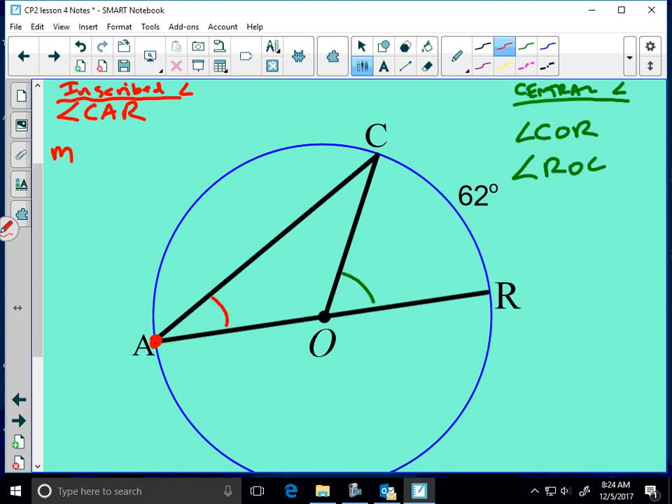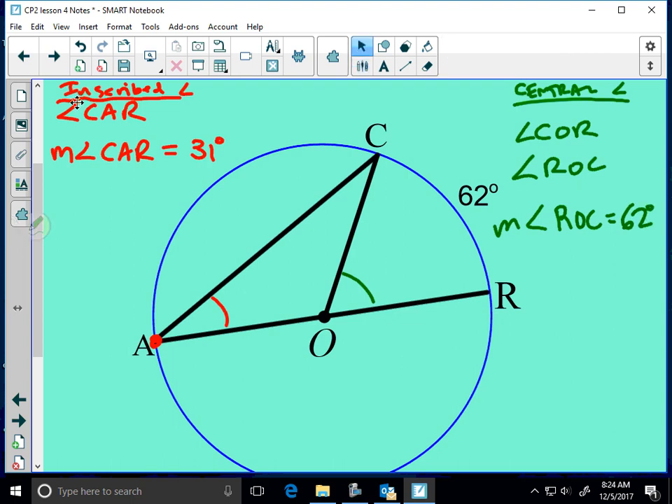What would the measure of angle CAR be? Yeah, it would equal 31 degrees. It'd be half of the intercepted arc, right? And since they both intercept the same arc, they're both related to that same arc measure. So what would the measure of angle ROC equal? 62. Okay, cool. So if two angles intercept the same arc, they have a relationship, but they're going to be different because one would be an inscribed angle and one would be a central angle.